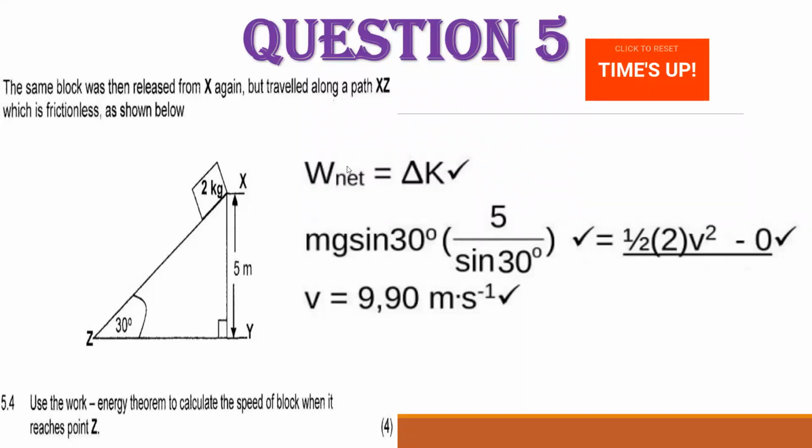So what is our work net? How many forces do we have? What forces do we have on this system? Friction? There is no friction. They said frictionless, so there is no friction. We have only the gravitational force acting.